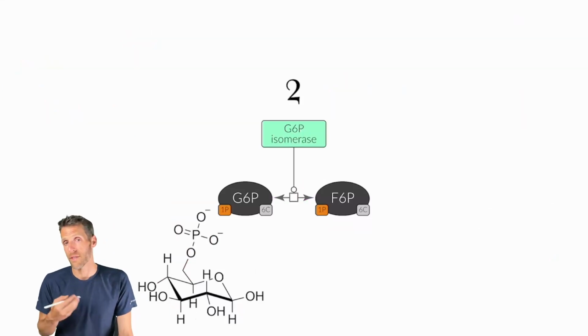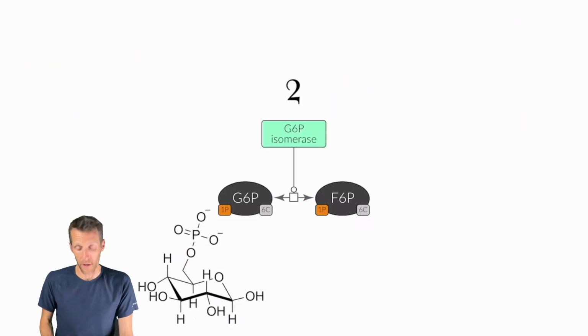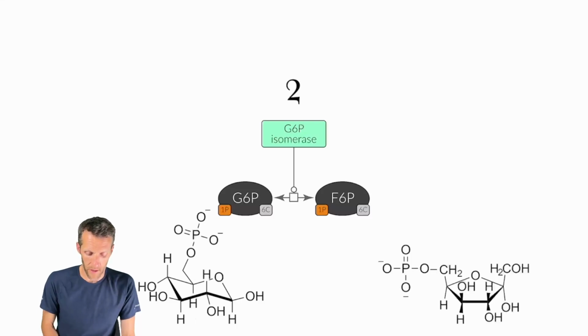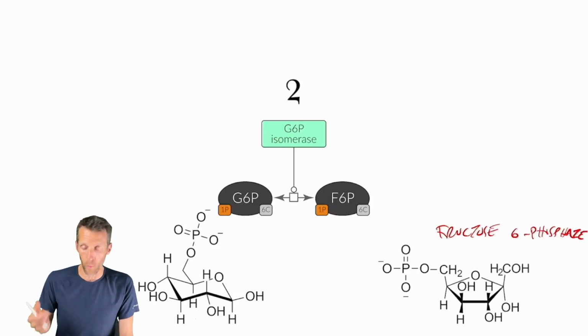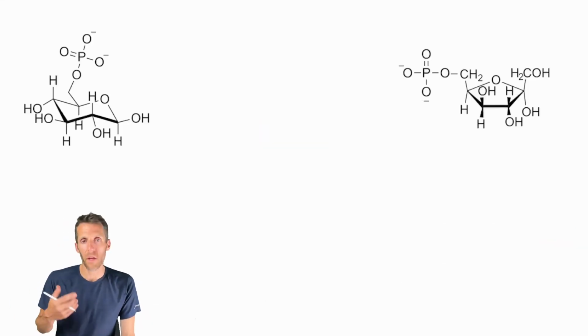Step 2. We're going to take our glucose 6-phosphate and convert it to a fructose 6-phosphate. The numbering still refers to the fact that the phosphate is on the 6th position of the sugar, but now we're on a fructose molecule. Let's actually go through how this works even in the enzyme.